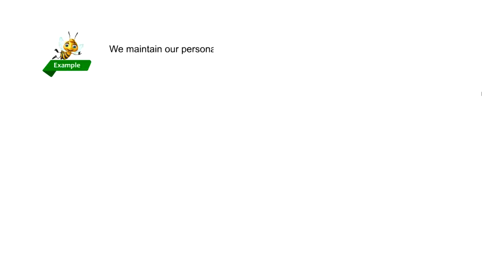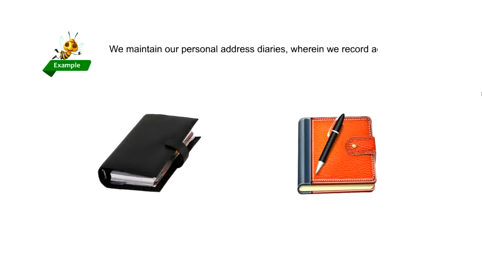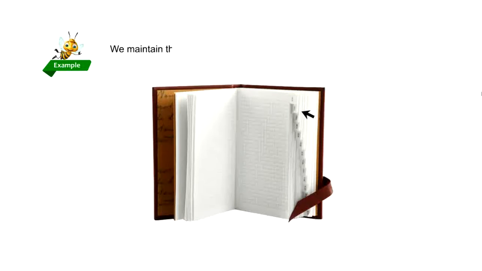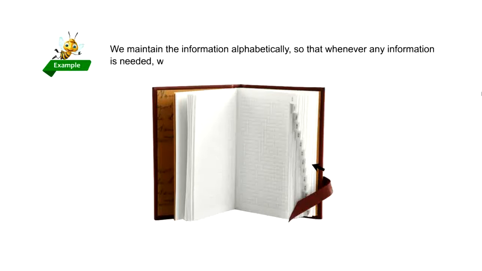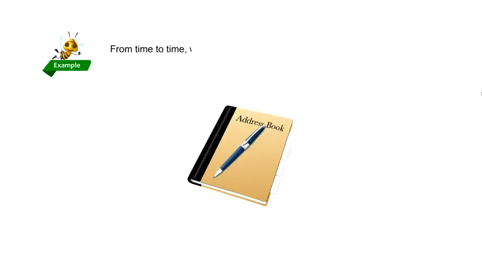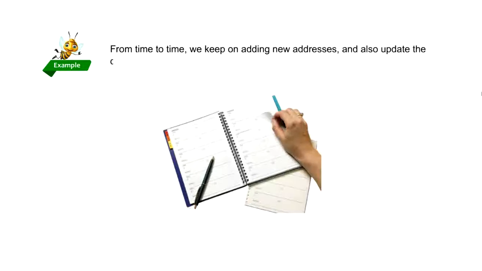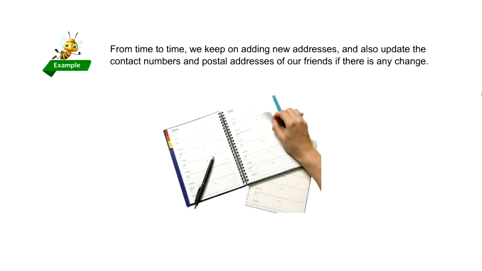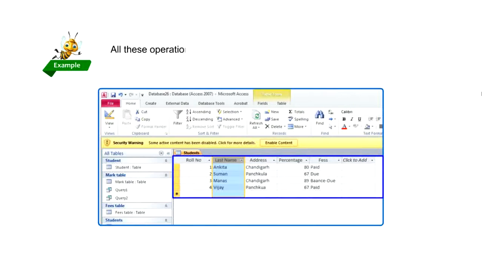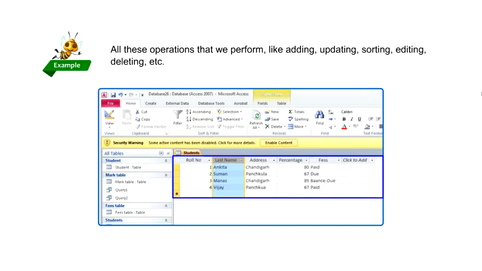We maintain our personal address diaries, wherein we record addresses and telephone numbers of our friends. We maintain the information alphabetically so that whenever any information is needed, we could browse and extract the information quickly. From time to time, we keep on adding new addresses and also update the contact numbers and postal addresses of our friends if there is any change. All these operations that we perform, like adding, updating, sorting, editing, deleting, etc., are the functions of a database.